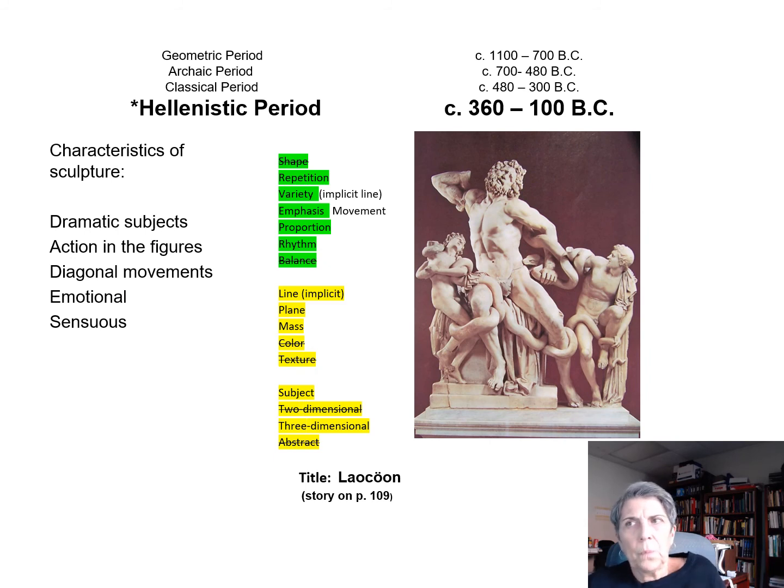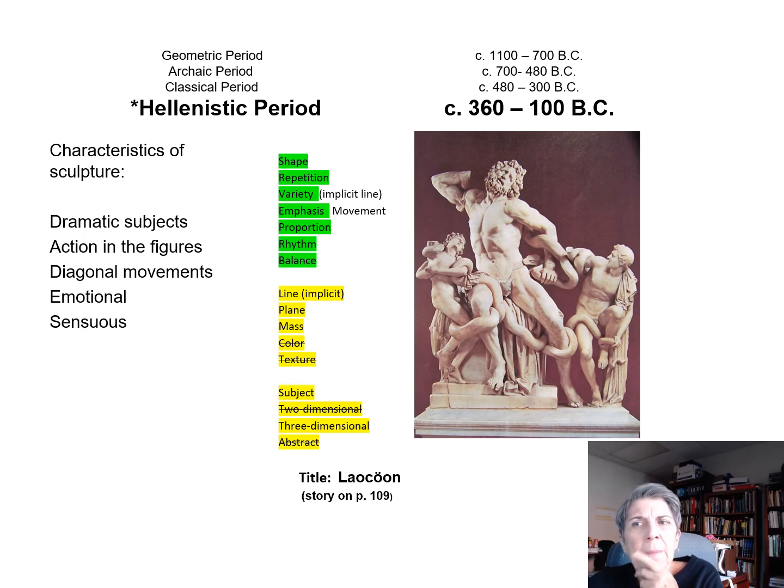So, here we go. Dramatic subjects. This is actually a fellow, Laocoon, and his sons being consumed by this big snake. This is actually a story from the Trojan War. But notice he's still in pretty good shape. That's because the Greek statues continue to be idealized. And we're going to continue with that. It's very important. So here you have action, drama.